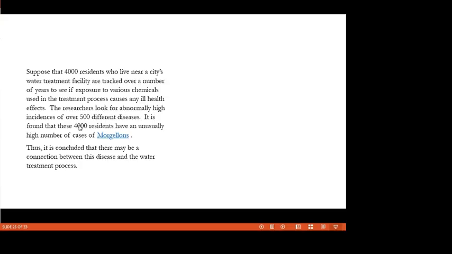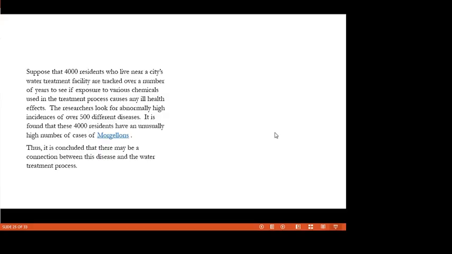And what it's found is these 4,000 people have an unusually high number of cases of Morgellons. I don't know if you're a biologist or if you know what Morgellons is. It might be a neurological condition where people feel like they have things growing out of their skin, and it's an extremely rare disease. But back to the problem, what they conclude is maybe there's a link between this disease and the water treatment process.